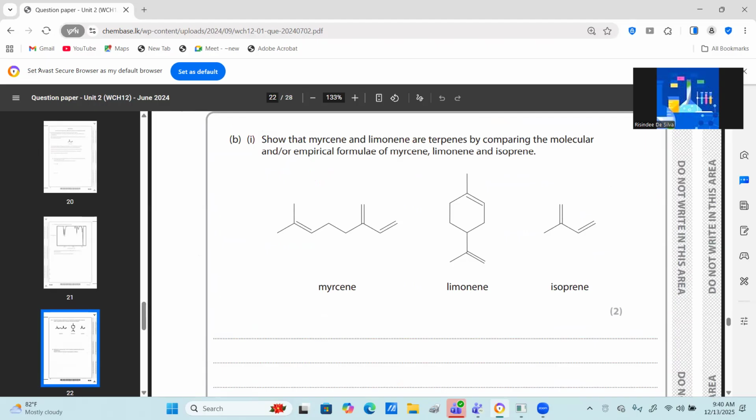Show that myrcene and limonene are terpenes by comparing the molecular formula of myrcene, limonene, and isoprene. The molecular formula of myrcene and limonene is C10H16 and the molecular formula of isoprene is C5H8. For writing that sentence, you get 1 mark. Then you have to mention that the molecular formula of myrcene and limonene is twice that of isoprene. So because of that, they are terpenes. You can write it like that.